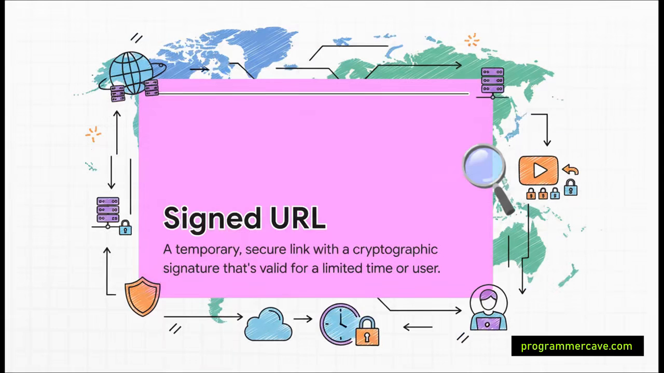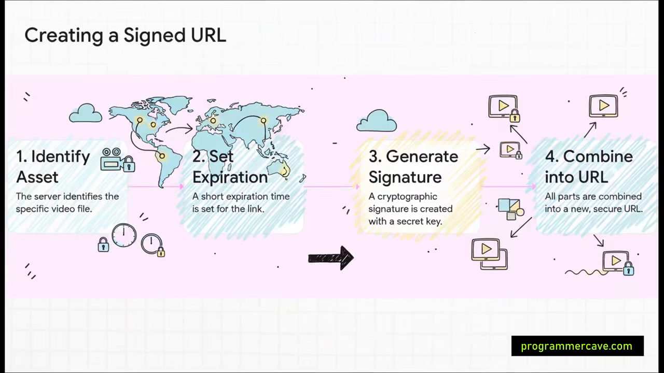The solution is something called a signed URL. The best way to think of this is like a special, single-use ticket to a concert, or a VIP pass. It's a totally unique link that's been cryptographically signed by the server. That signature is proof that you're allowed to watch, and the link itself is usually only good for a very short amount of time. So how is this VIP pass actually created?